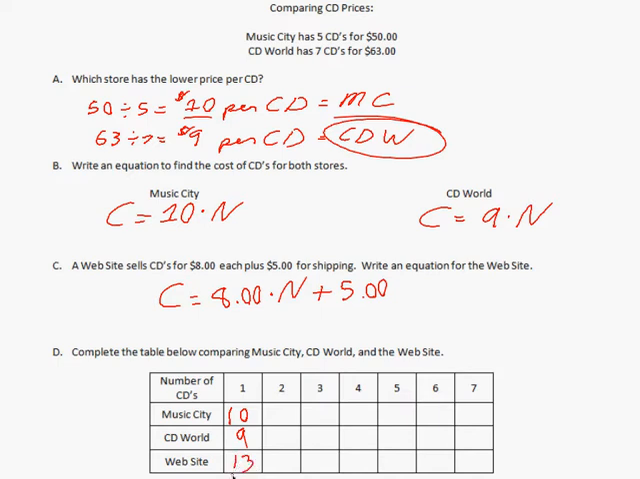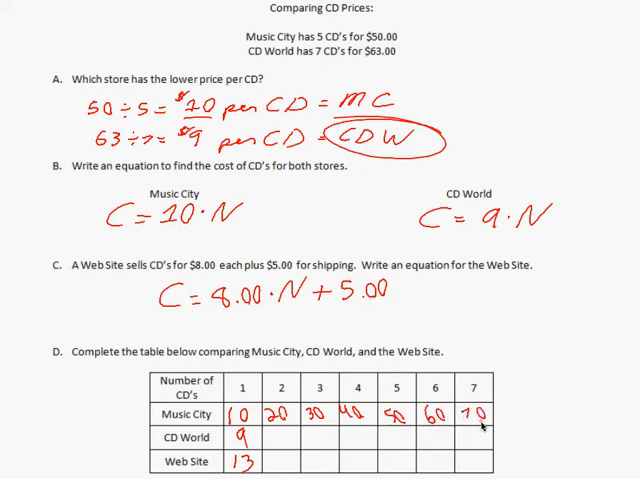Now, you might be thinking, wait, it said $8 for each CD. But you have to pay shipping, so it's $8 plus an extra 5. Music City counts up by 10, so 10, 20, 30, 40, 50, 60, 70, and stops right there.